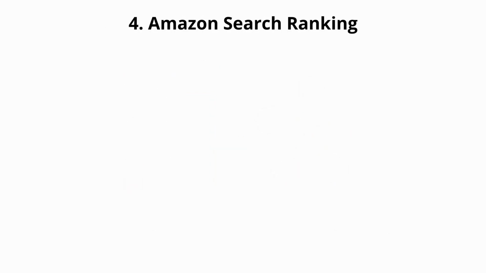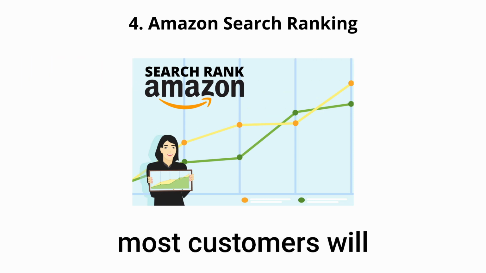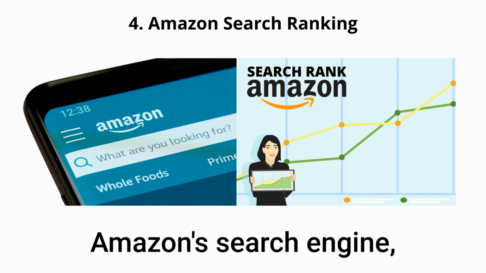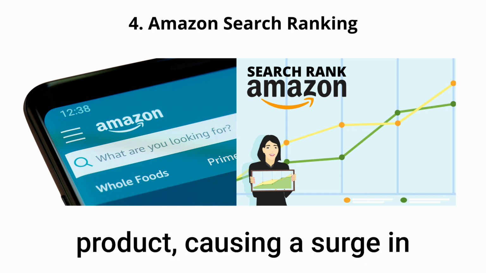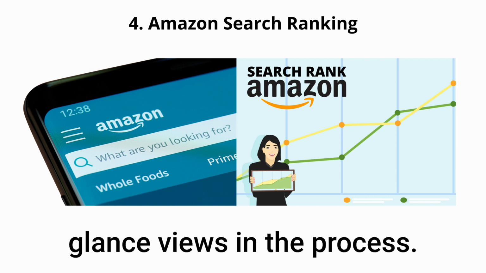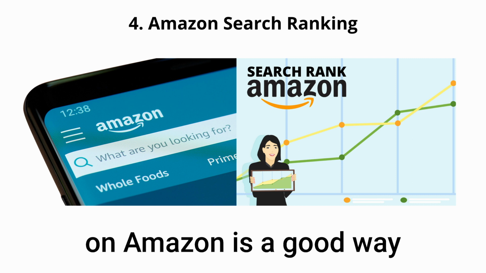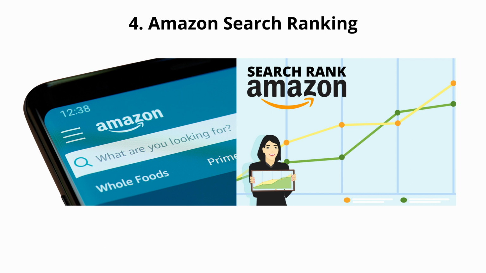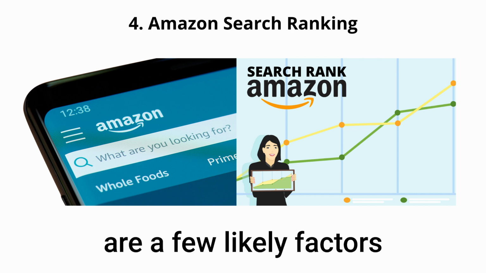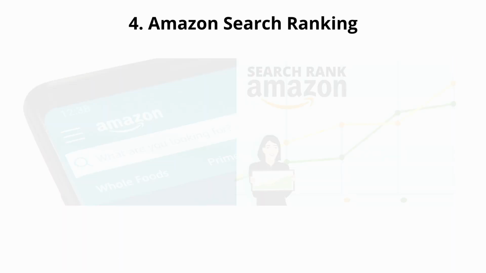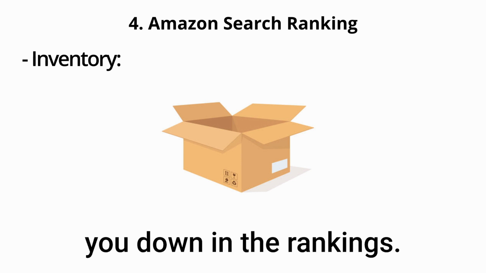Amazon search ranking. Having a strong search ranking within Amazon is important because most customers will search for products from Amazon's search engine, and if you rank highly in the results, customers are more likely to check out your product, causing a surge in glance views in the process. As a result, improving your organic search rank on Amazon is a good way to boost glance views. Amazon doesn't reveal all of the factors that go into search ranking, but there are a few likely factors you should focus on. Inventory. The second you go out of stock, Amazon pushes you down in the rankings.